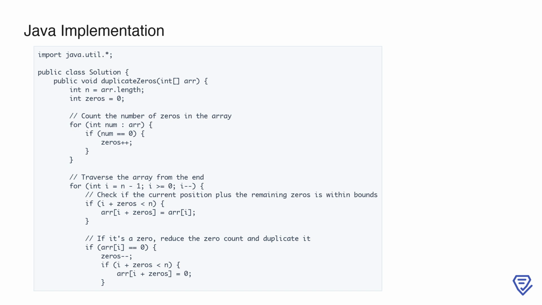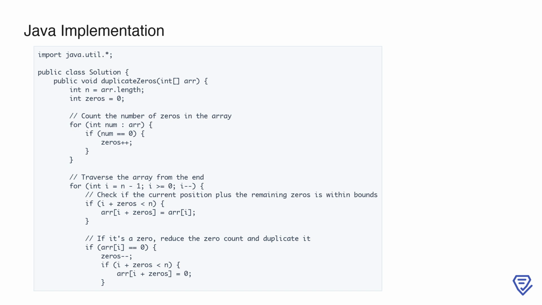Next, we start a second loop that traverses the array from the end towards the beginning. The goal here is to shift elements to their correct positions, including duplicating zeros where needed. For each element, we calculate its new position by considering the current index plus the remaining zeros. If this new position is within the bounds of the array, we copy the current element to its new position. This ensures that elements are shifted correctly without overwriting values prematurely.